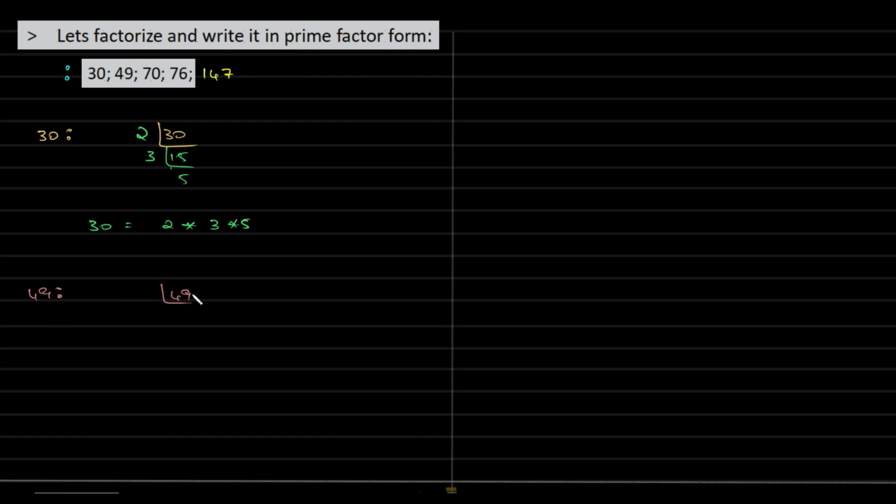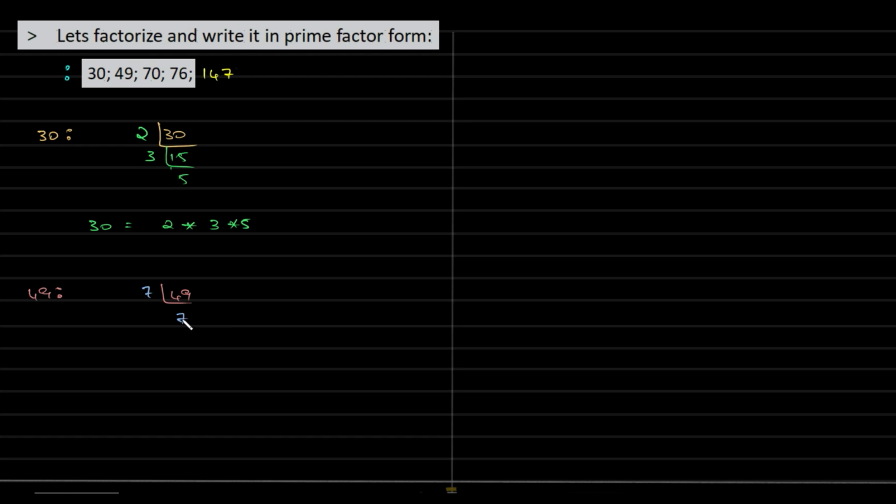So 49 is an odd number, it can't be divided by 2, so we skip that. 3: 4 and 9, when we add it we get 13, so it's not divisible by 3. Obviously not 4, 5, 6, and yes, at last we have 7. 7 7s are 49, and you end the prime factorization when you get a prime number.